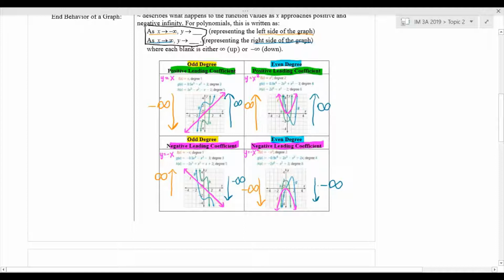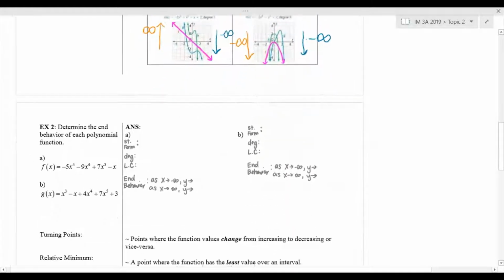Another way is to just memorize the first 2, when it has a positive leading coefficient, and then to know that it just switches if there's a negative leading coefficient. So whatever strategies you need to use to help yourself remember each of these 4 different situations, you have to know them in order to identify end behavior on a problem. So let's practice that with this example.